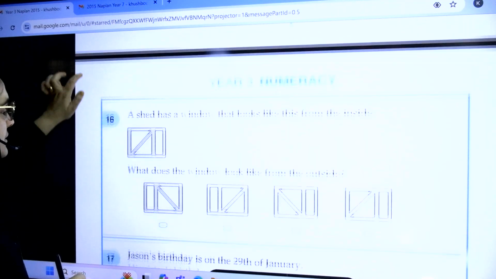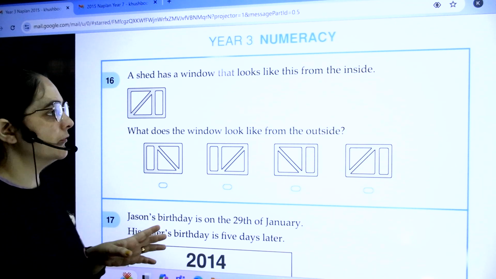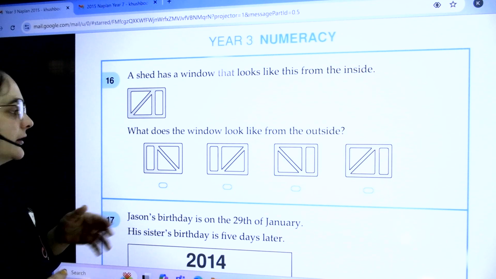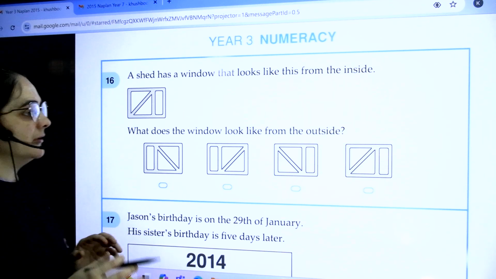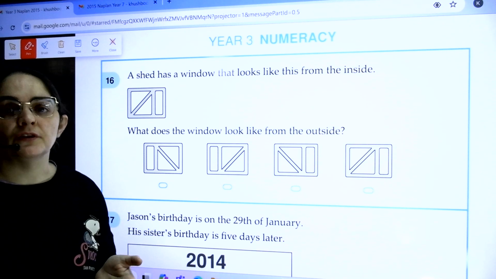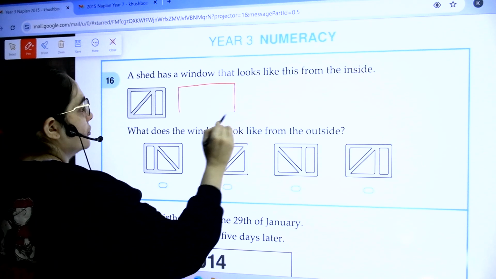Okay, question 16. A shed has a window that looks like this from the inside. So this window is from the inside. What does the window look like from the outside? Again, remember, when you look from outside inside, you actually see the reflection of the transparent window. So if I see the reflection, how do you draw reflection?